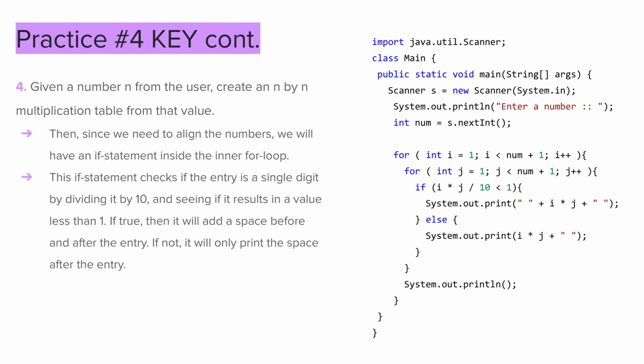Inside the second loop, since we're creating a multiplication table, we need to print out the value of I times j. However, we're trying to make sure that the grid is printed out nicely, so that any single-digit numbers line up with double-digit ones. The way we can do that is by using an if statement to check if I times j divided by 10 is less than 1. If so, we add a space before and after the number. Otherwise, in the else statement, we only add the space after it.